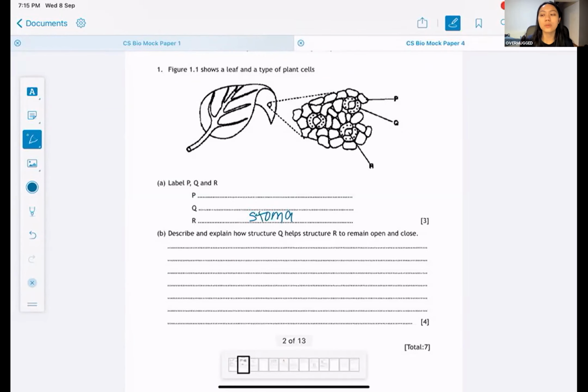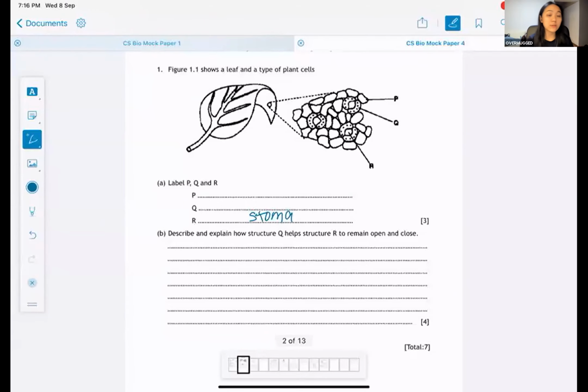Probably the problem here is that it is quite long, both the open and close part. It is both pretty long because you have to talk about how it pumps potassium ion in and then it lowers the water potential, water moves in and things like that. So how you would deal with this question, of course you don't have to write out everything. If you can, of course that would be great, because that means that you cover both sides, both during the day and at night, the two scenarios.